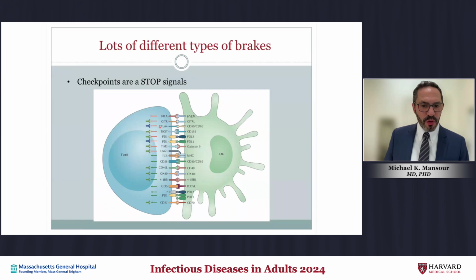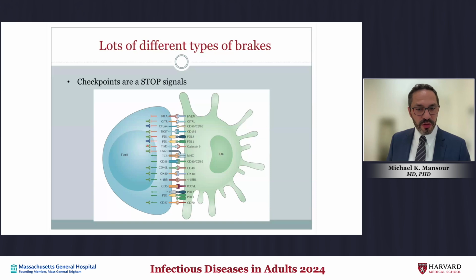So CTLA4 is right here, and this is one checkpoint. But look at the number of checkpoints that we have that are available to be inhibited. And in fact, all these stop symbols here are indicating evidence that you can inhibit these. Scientific groups have inhibited these, and we see that they're not all created equally. They all have some nuances to them.